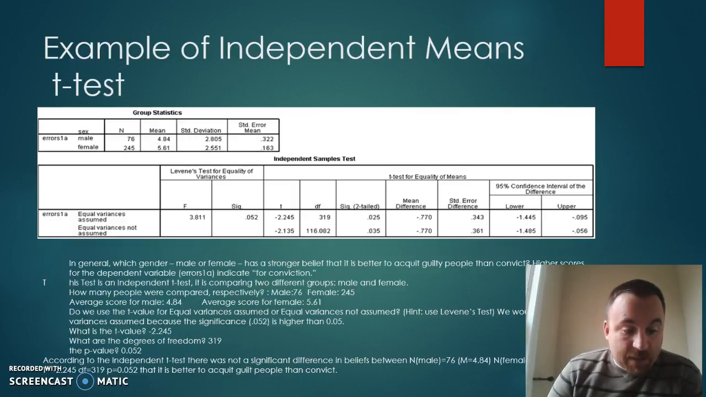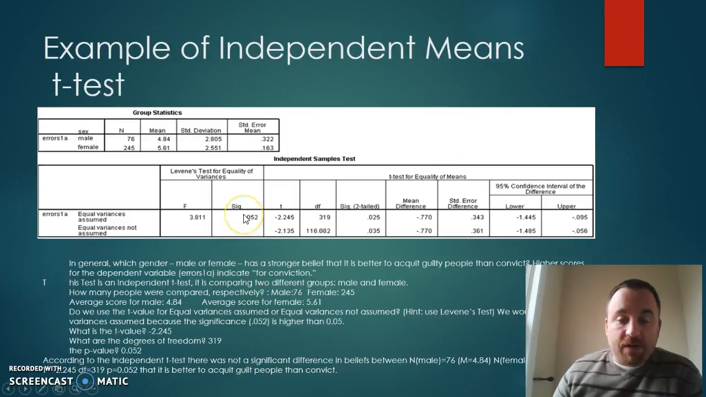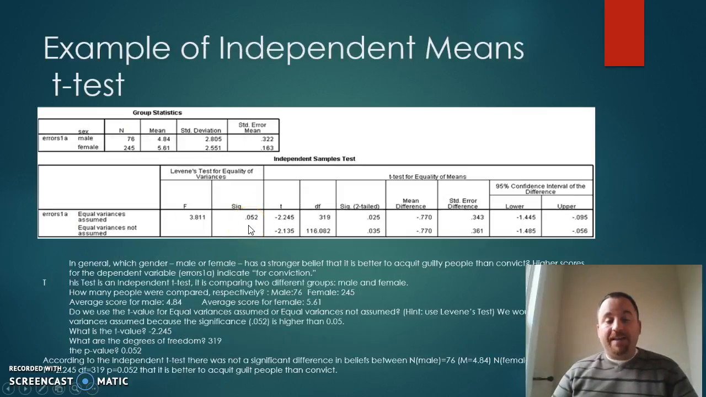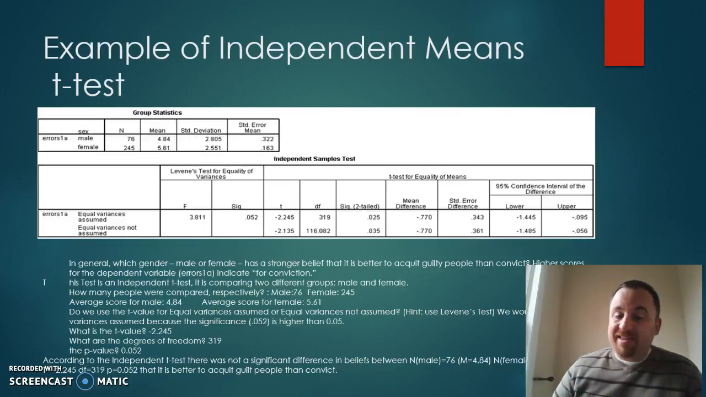So that being said, for our p-value, again, we're going to refer back to the significance here of 0.52. Now, the 0.52, again, is higher than our standardized significance of 0.05, meaning that there is not a statistical significance between males and females in their beliefs of whether to acquit or convict guilty people.